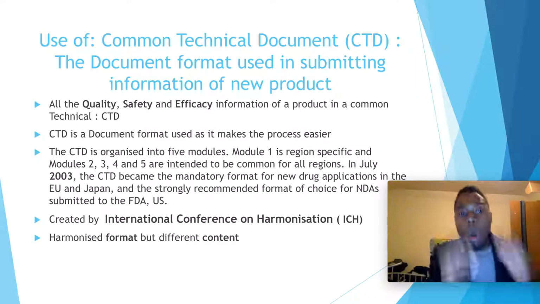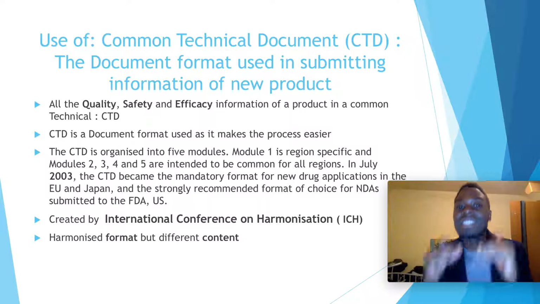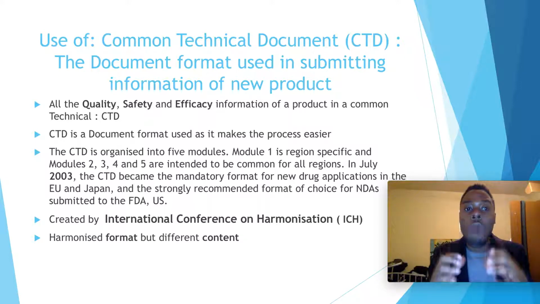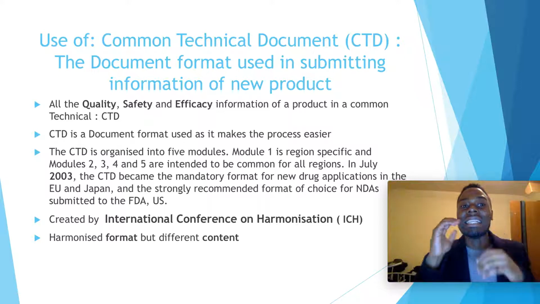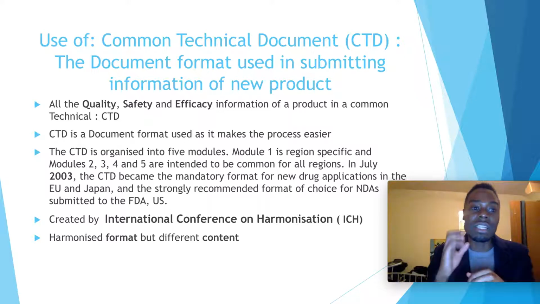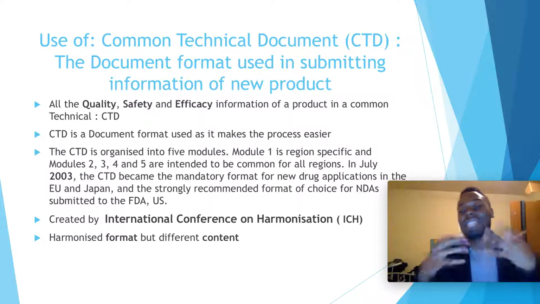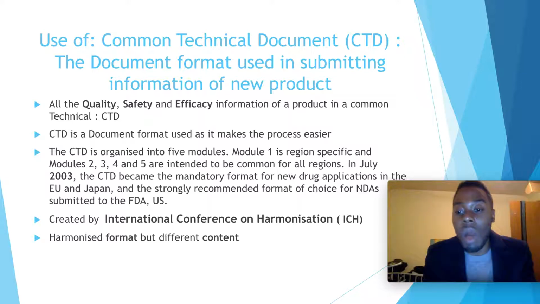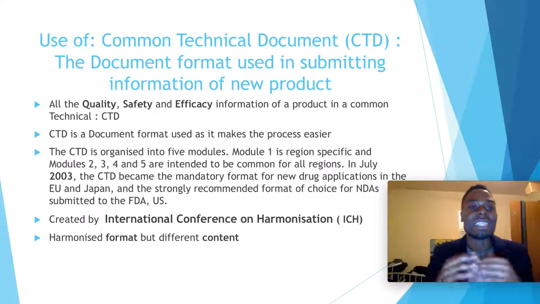Okay, so all the quality, safety, and efficacy information of a product goes in a Common Technical Document, the CTD. So the CTD is a document format used because it makes the process easier, which is the reason why all regulatory affairs professionals use this format. Okay, the specific format is very important. Very important. The CTD is organized into five modules.